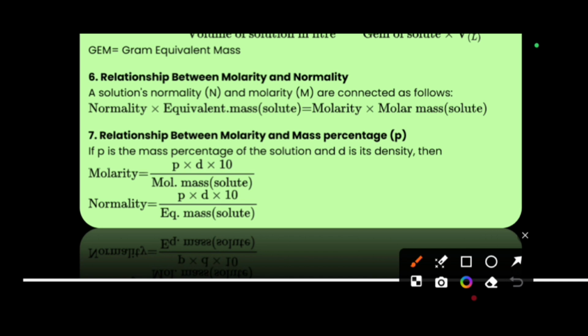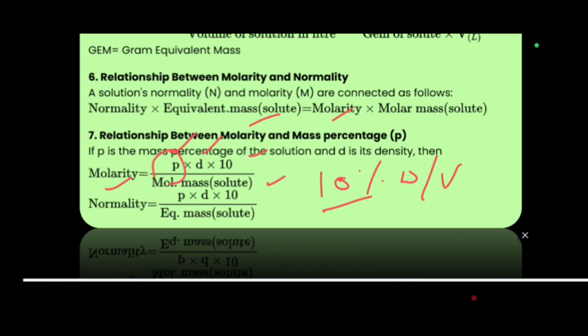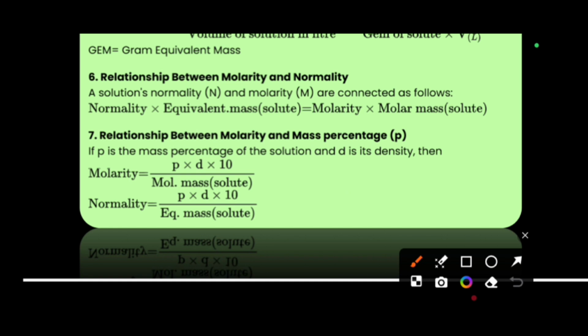Now, the relationship between molarity and mass percentage. Molarity is equal to P, the mass percentage. Suppose it is given to you as 10% W by V. How much quantity of solute is present? 10 gram in 100. This is the mass percentage, so you put the value 10 here. D is the density, multiplied by 10, divided by molar mass of the solute. By this way you can solve for the molarity directly. You can also solve using other methods, but this is the direct formula.